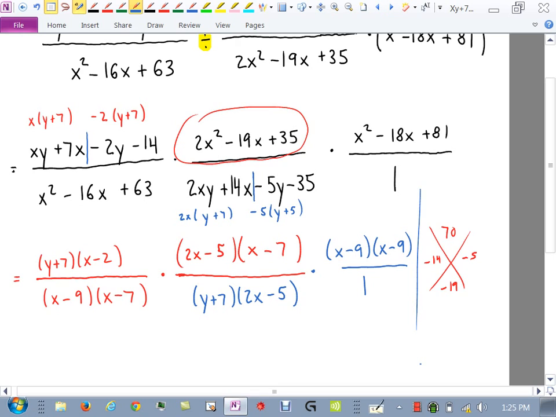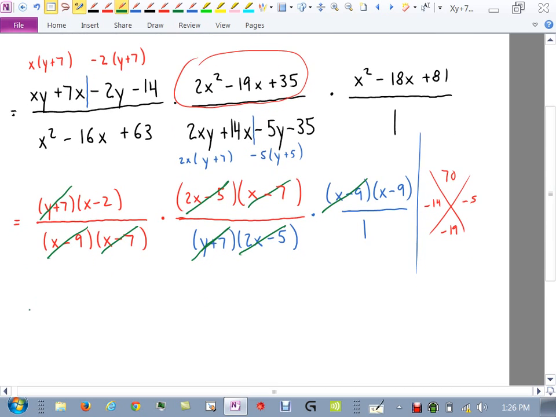Now, can we start canceling things? Yes, because everything's being multiplied. So let's see. The y plus 7 is going to go. X minus 7 is going to go. X minus 9 is going to go. 2x minus 5 is going to go. Okay. All I'm left with is x minus 2 times x minus 9. And then the 1, you don't really need to put it over 1 because anything over 1 is itself. Right? So putting this over 1 really doesn't matter.